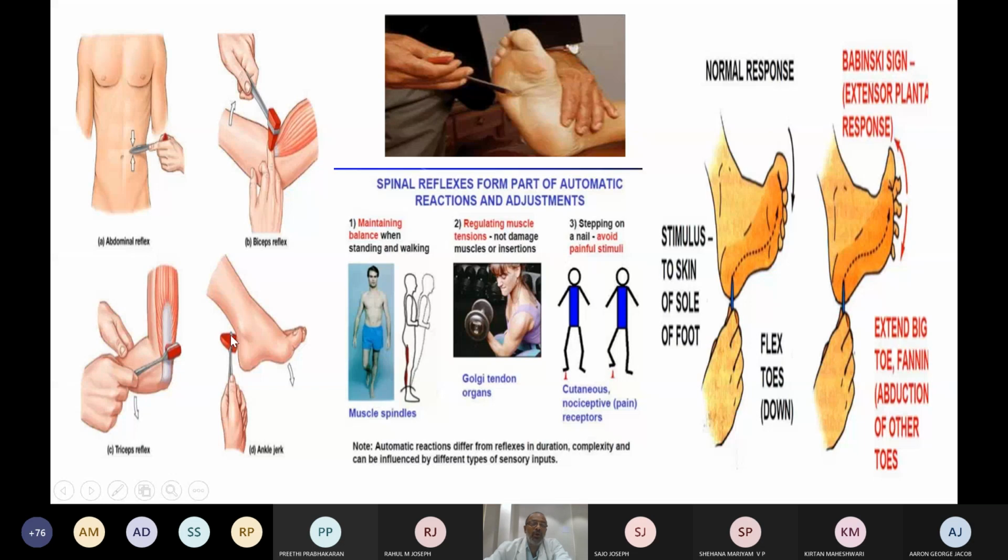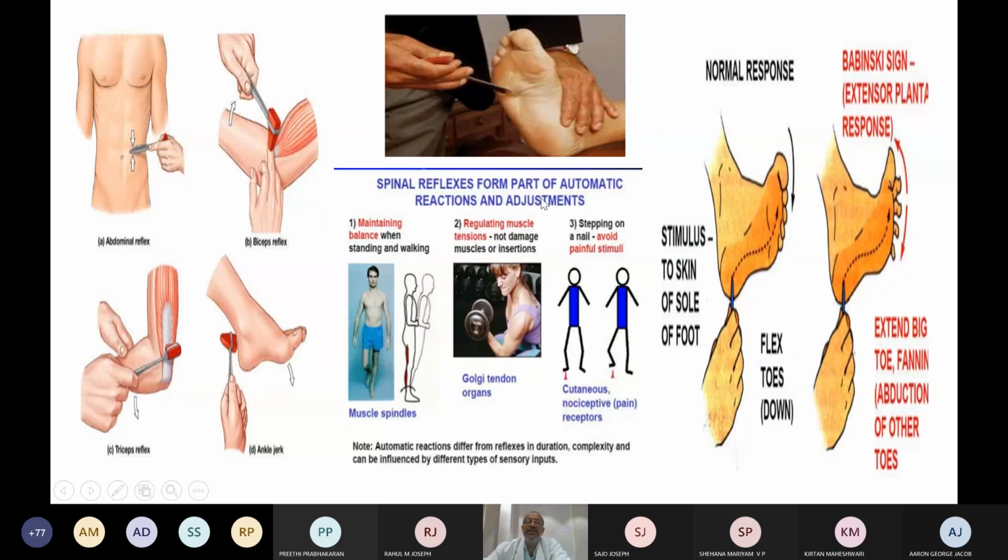Then you percuss over the tendon of the calcaneum, tendo Achilles. What you are going to get? You are going to get plantar flexion of the foot as a response. Plantar flexion of the foot. So you have to know that there are reflexes. I will repeat this once again.